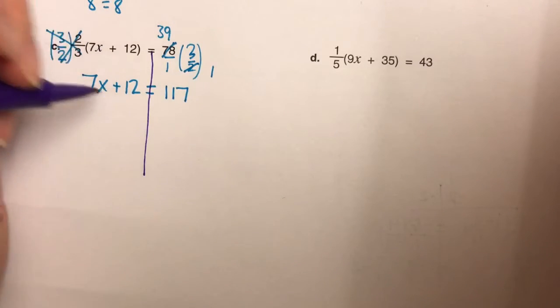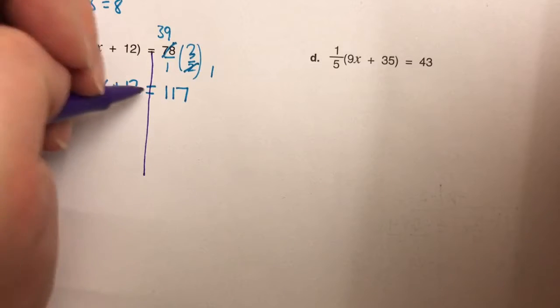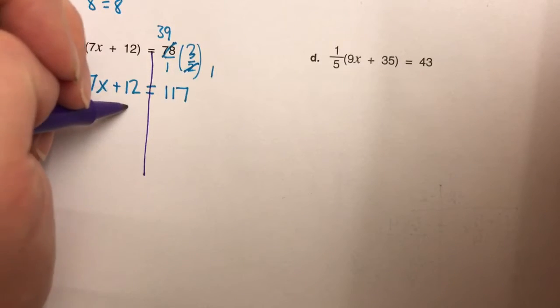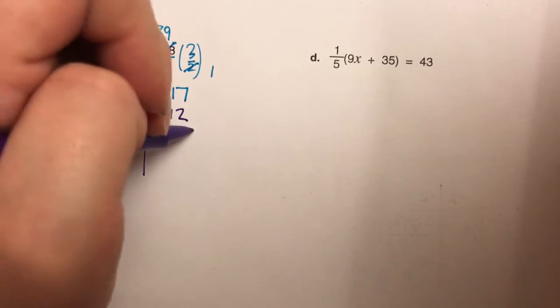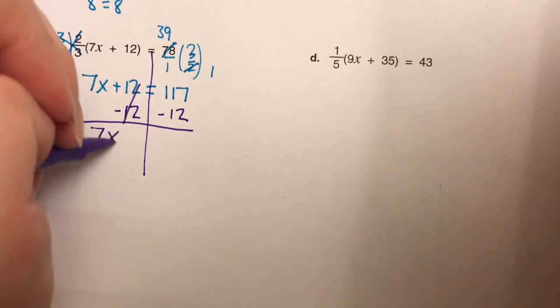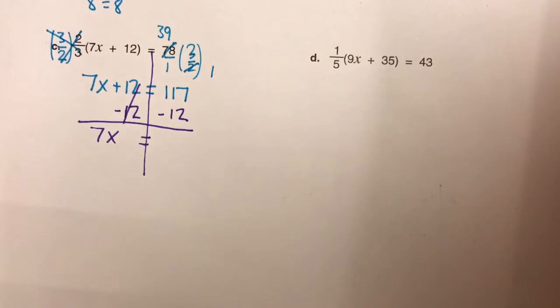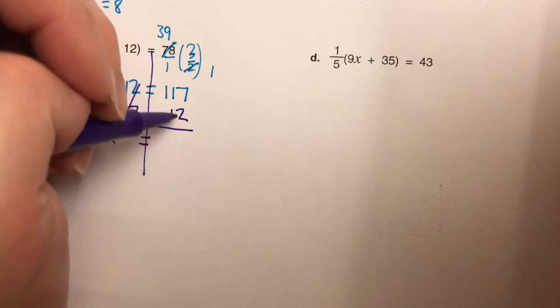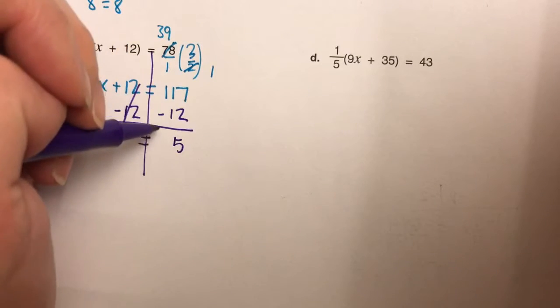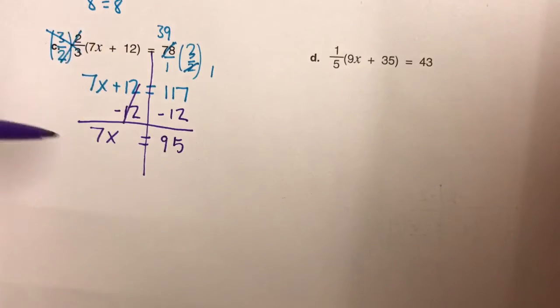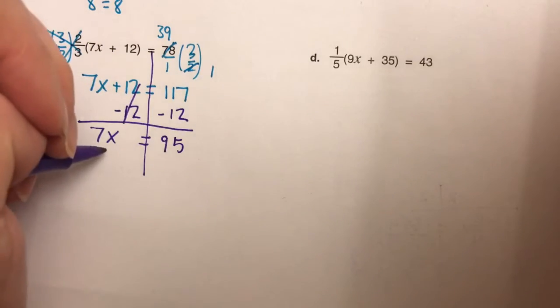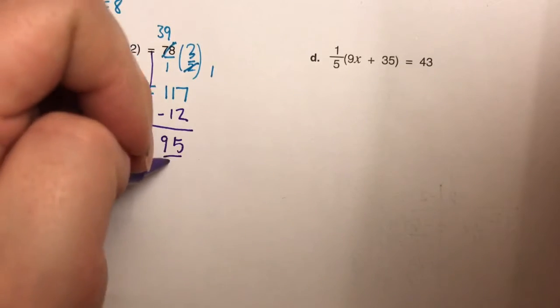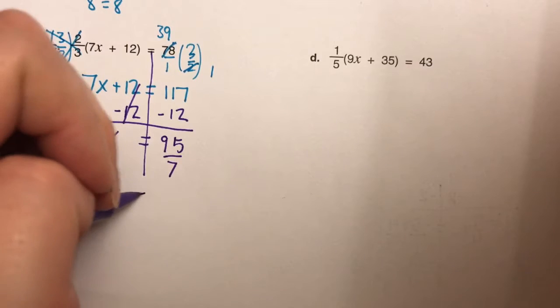So next we're going to try and eliminate this positive 12 by getting x alone. So subtract 12 from both sides. I have 7x is equal to 117 minus 12. So 7 minus 2 is 5, and then 11 minus 1 is 9. So 7x equals 95. So dividing both sides by 7, this one's going to be a little harder to do in my head.